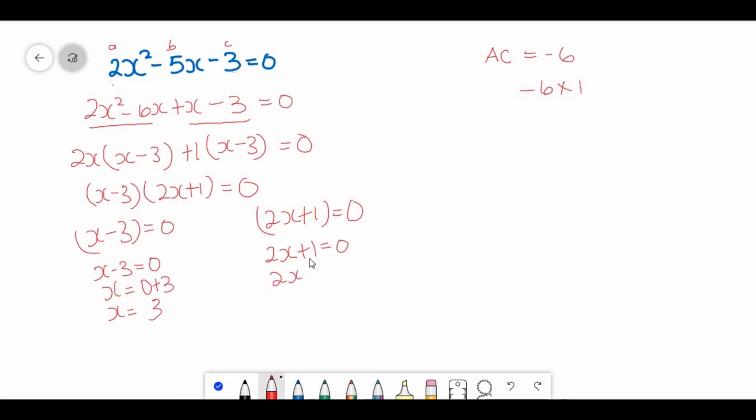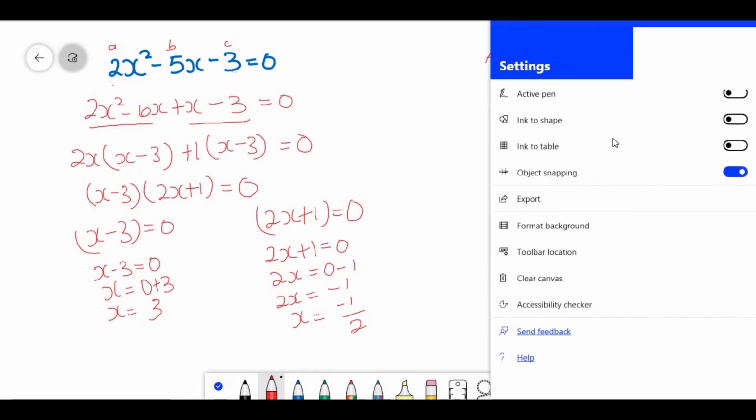2x, when we take this positive 1 across the equal sign, it becomes negative 1. So 2x is equal to negative 1. Because the 2 and the x are multiplying, when we take the 2 across, it will now divide. So x is equal to negative 1 divided by 2. So x is equal to negative half, and x is equal to positive 3. So these are the two x values when we solve this quadratic equation, 2x squared minus 5x minus 3 equals 0.